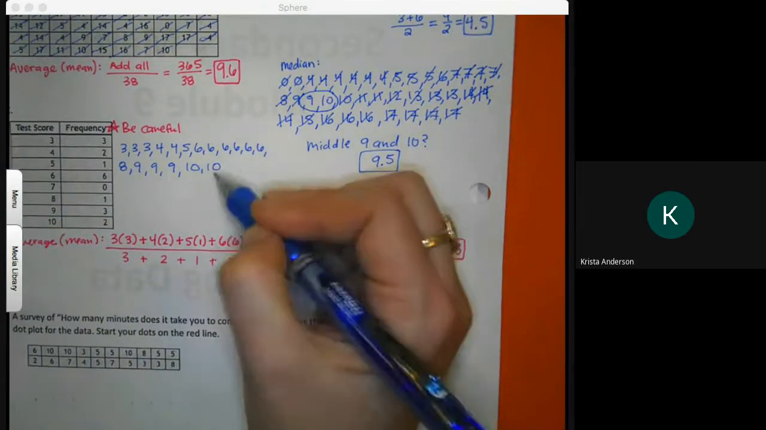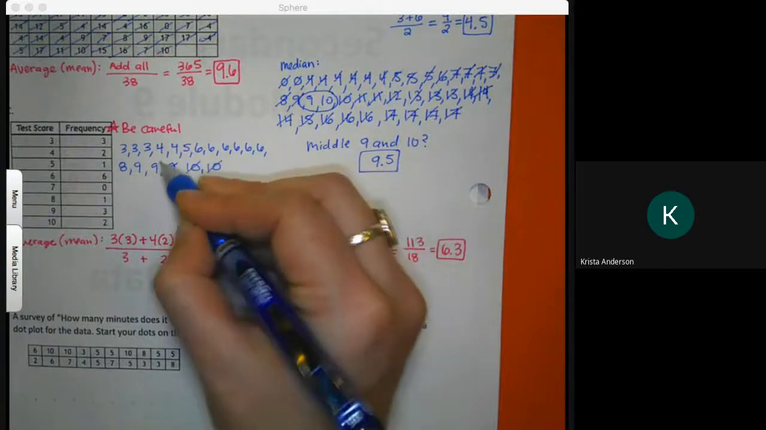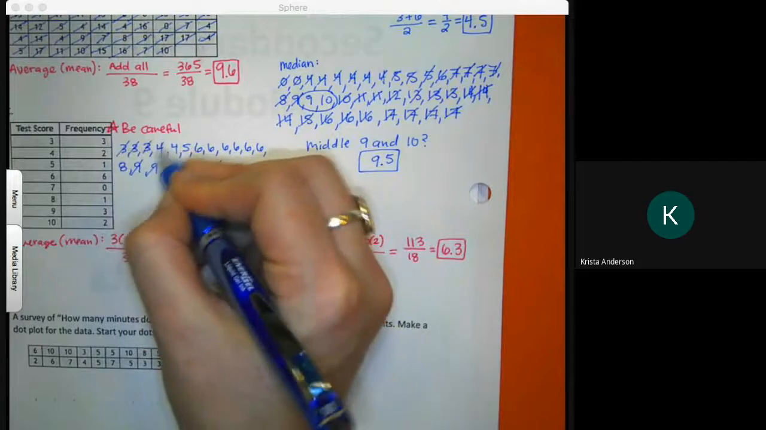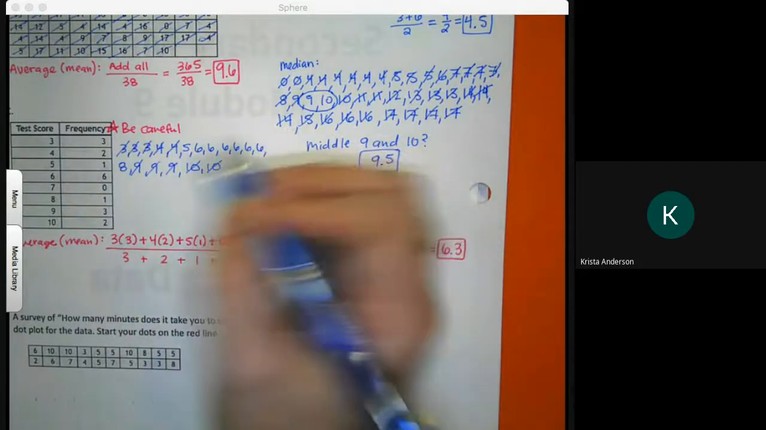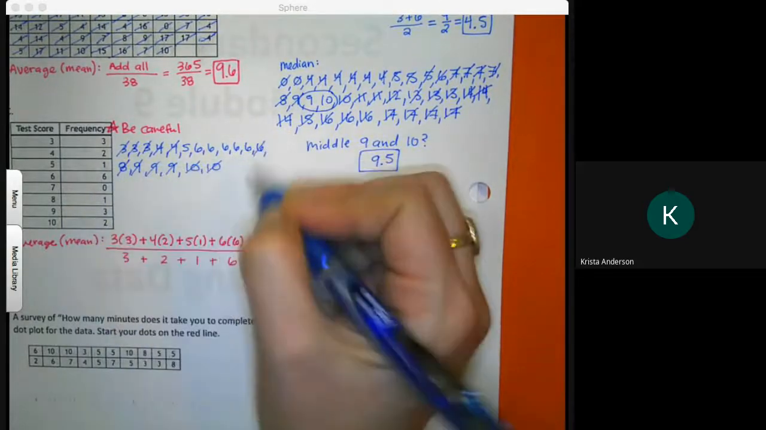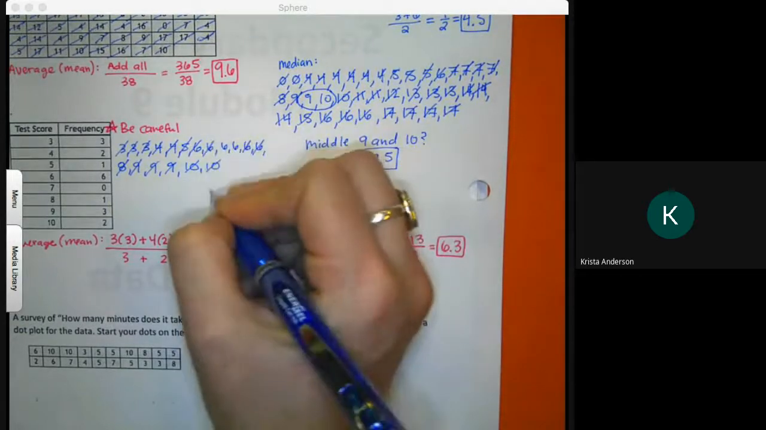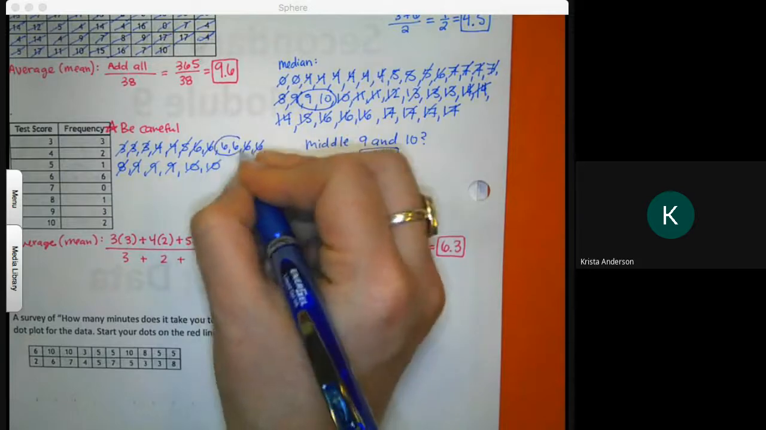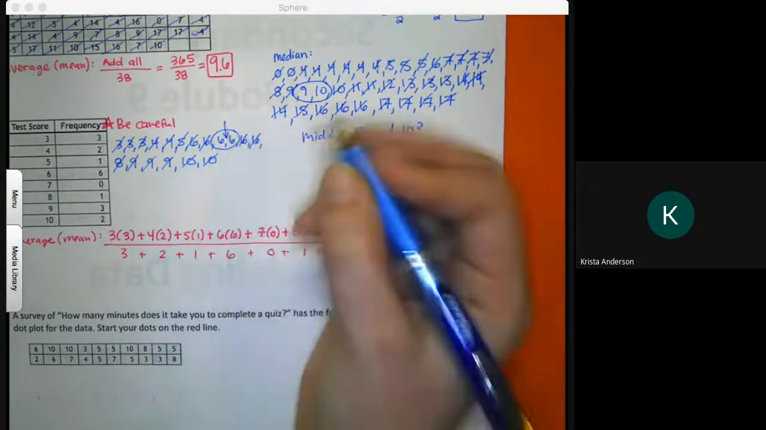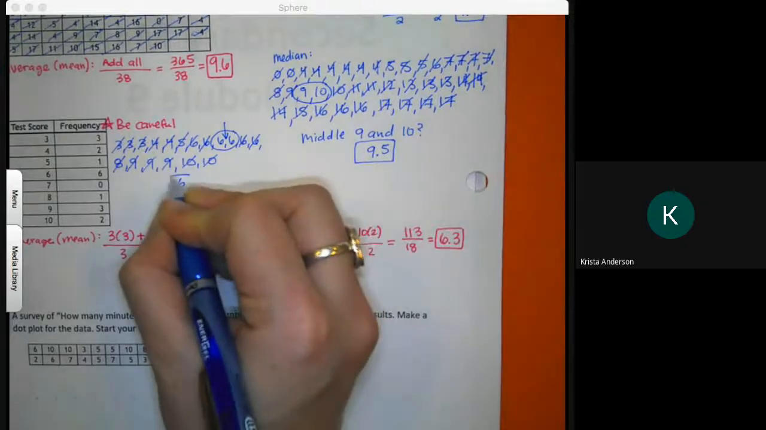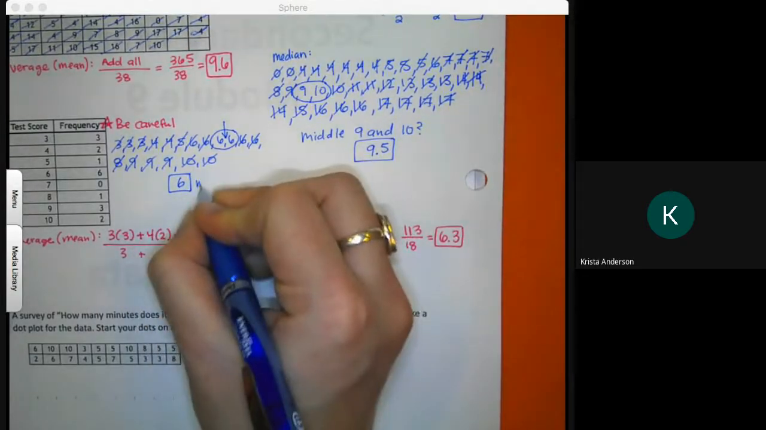I then cross 1, 2, 3, 4, 5. So I cross 1, 2, 3, 4, 5. I'm going to cross 2, cross 2. 1, 1. Then I'm stuck with these. It's somewhere in the middle. What's between 6 and 6? 6. It's just 6. 6 would be your median.